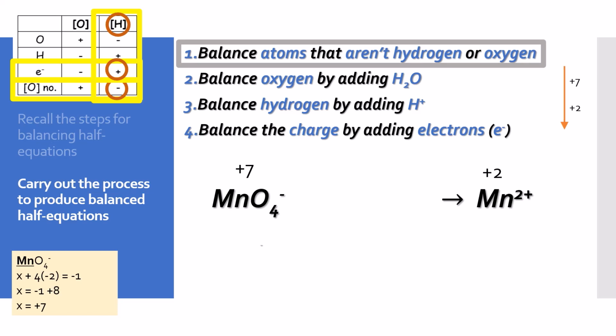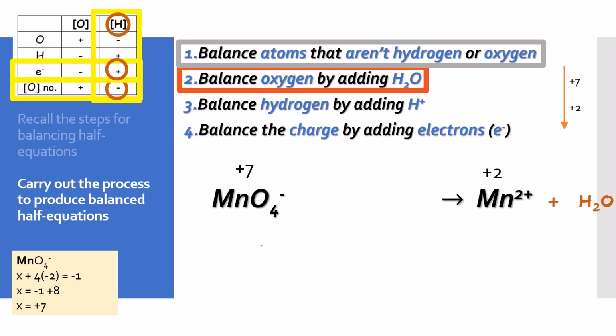So step 1, we're going to balance the elements or atoms which are not hydrogen or oxygen. In this case it refers to manganese. You can see manganese is 1 on the left and it is also 1 on the right. So that means we are not going to add any extra number to balance this element as it has already been balanced.